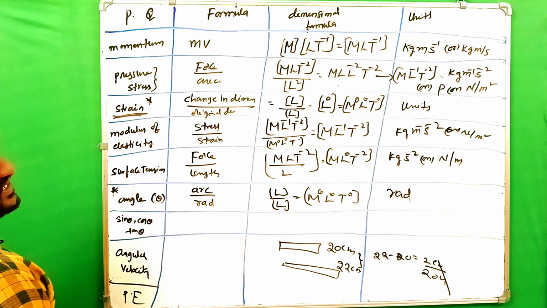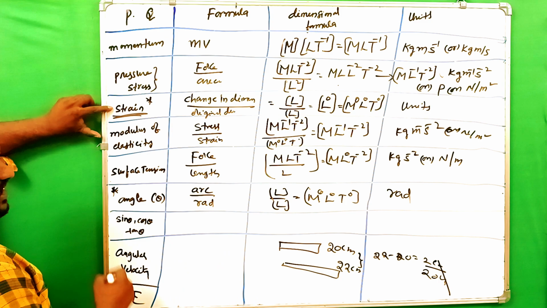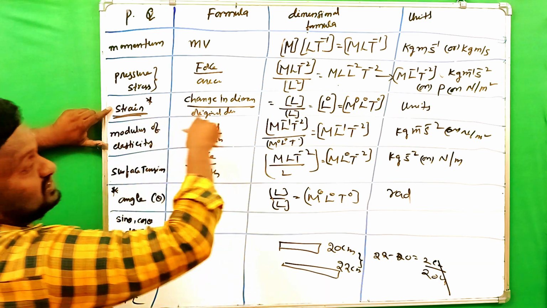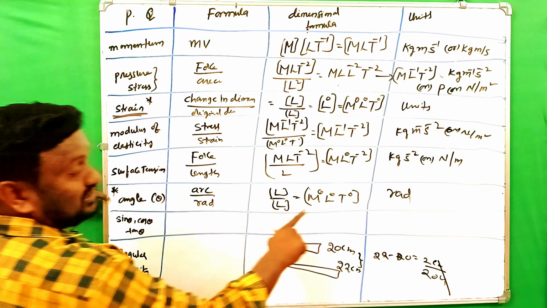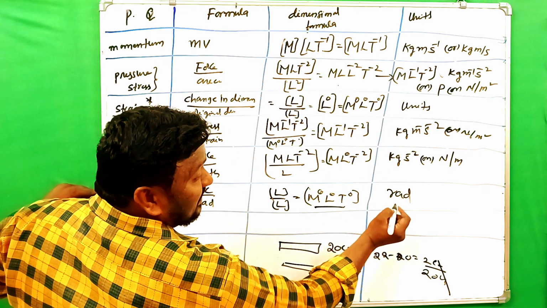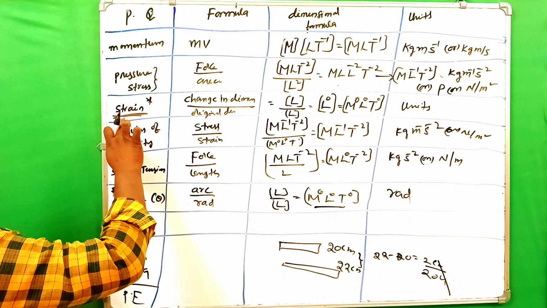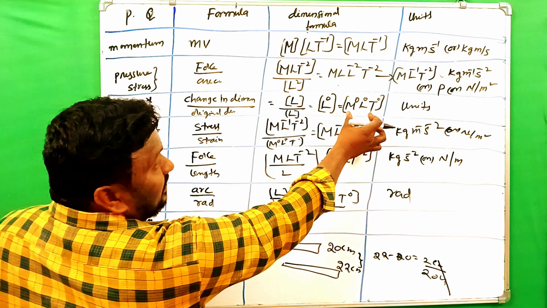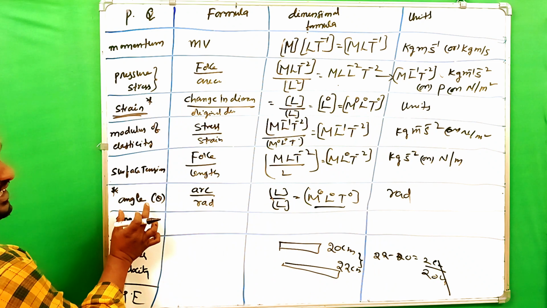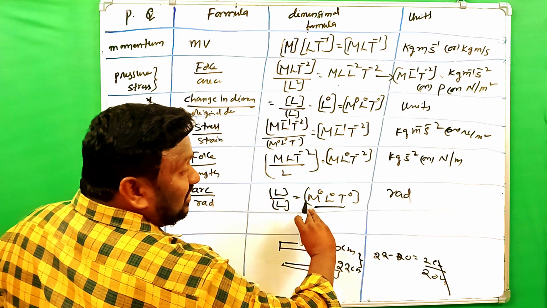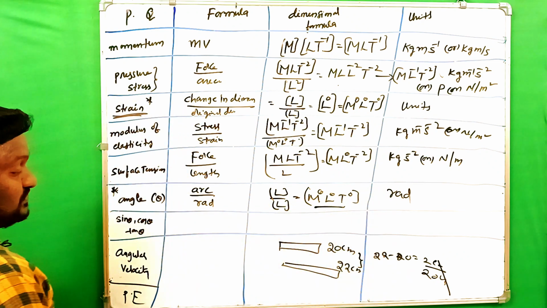Difference between strain and angle is what? For strain there is no dimension formula, no units. But in case of angle there is no dimension formula but a unit is there. అర్థమవుతుందా? స్ట్రెయిన్ వచ్చేసరికి మనకి ఇక్కడ డైమెన్షన్స్ 0 ఉన్నాయి, యూనిట్స్ ఏం లేవు. కానీ యాంగిల్ వచ్చేసరికి మన డైమెన్షన్ ఫార్ములా లేదు కానీ యూనిట్స్ అయితే ఉన్నాయి, రేడియన్స్.